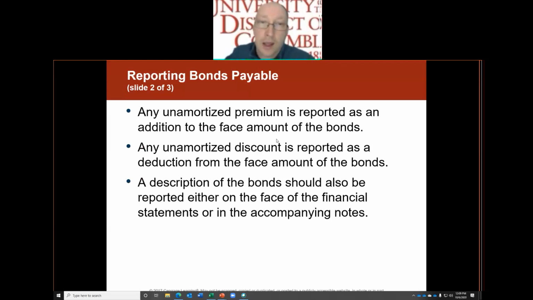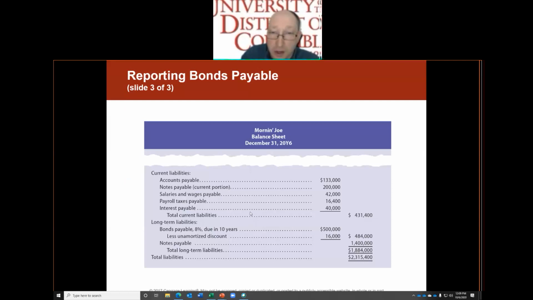Any unamortized premium is reported in addition to the face value of bonds. Any discount is reported as a reduction of the face value of the bonds. Description of the bond should also be reported on the financial statements and accompanying notes. Here's a nice example of what that looks like for any given company.